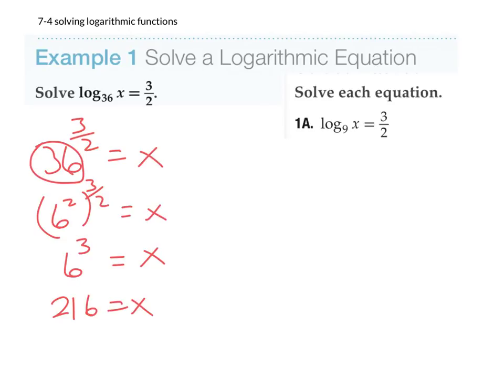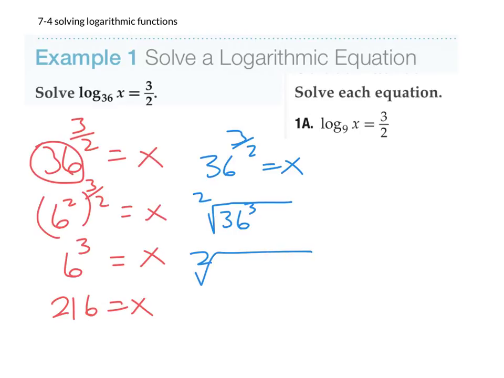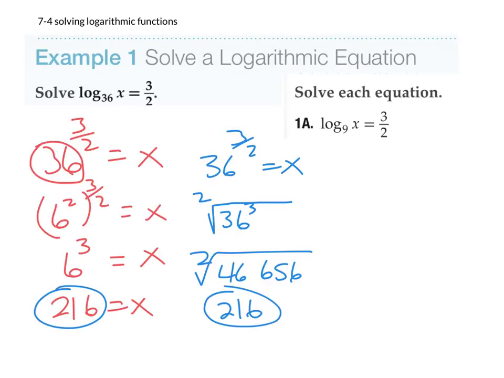Now the other way of doing it is to use square roots. And we could do 36 to the 3/2 equals x. And 3/2, a fraction, means we're going to take the square root of 36 cubed. So by doing that, we can take 36 cubed, which gives us 46,656, and the square root of that then equals 216. So we get the same exact answer by either using square roots and a calculator or doing exponents.